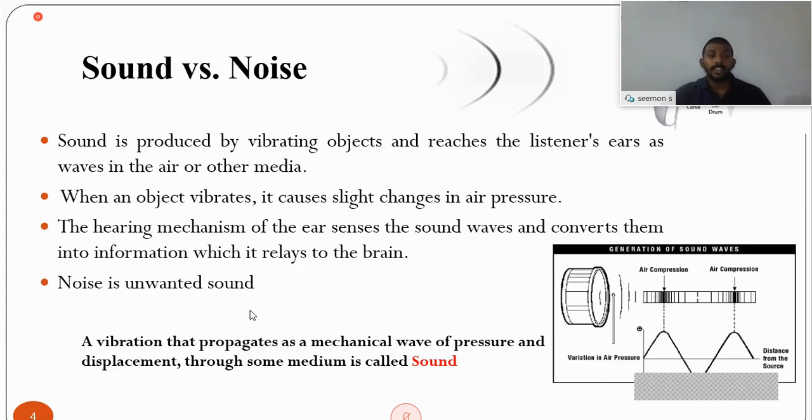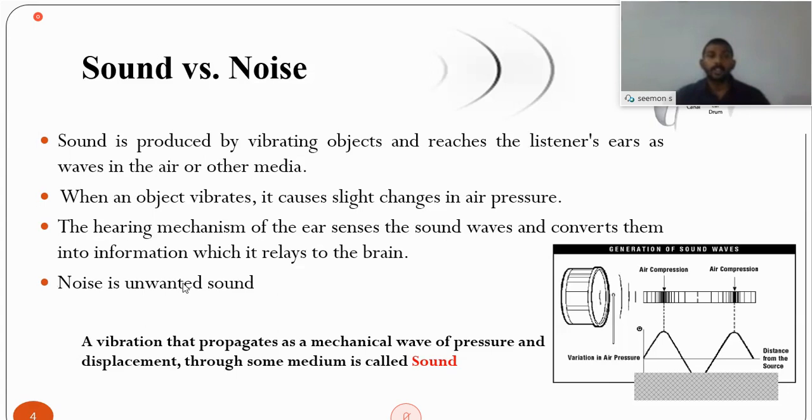And this is the definition of vibration or sound. A vibration that propagates as a mechanical wave of pressure and displacement through some medium is called sound. The medium may be water or air. These are the mediums through which the sound is transmitted.